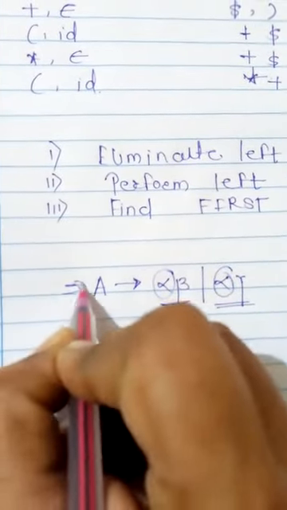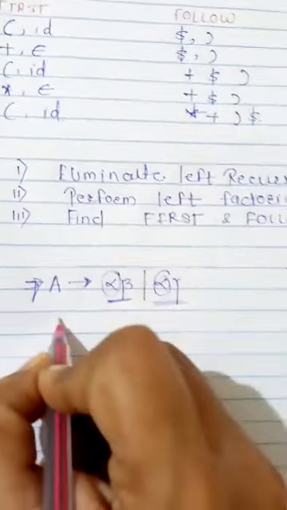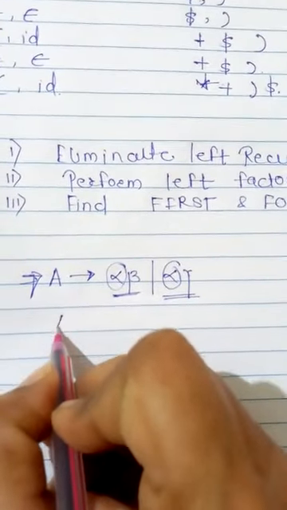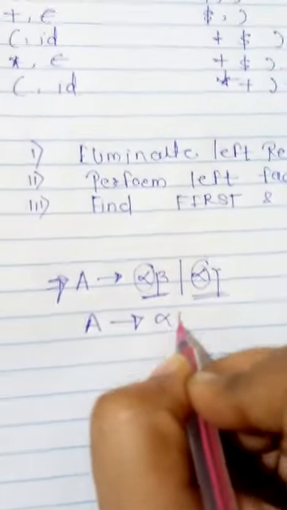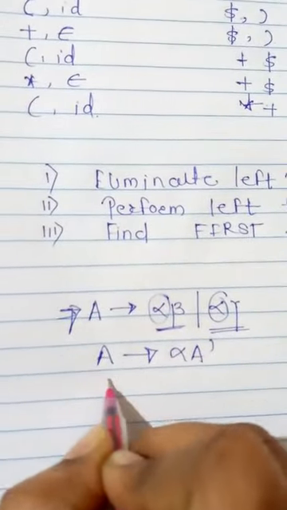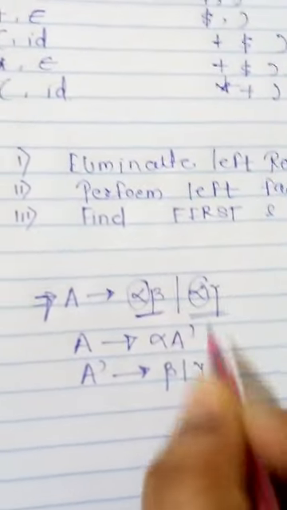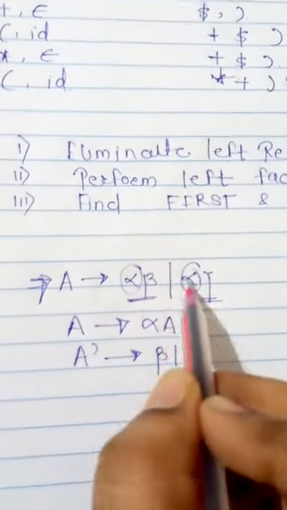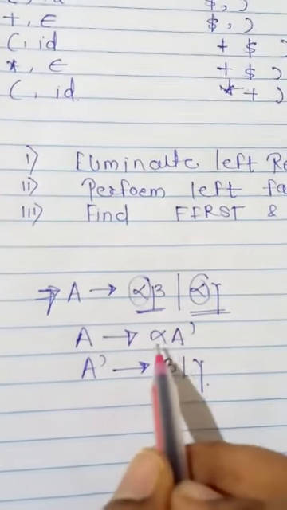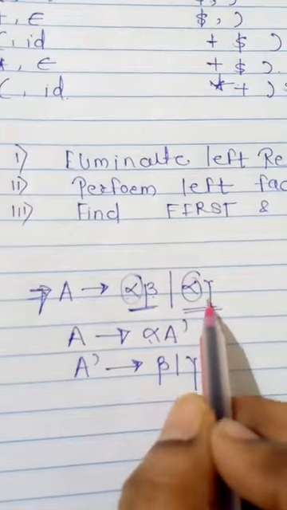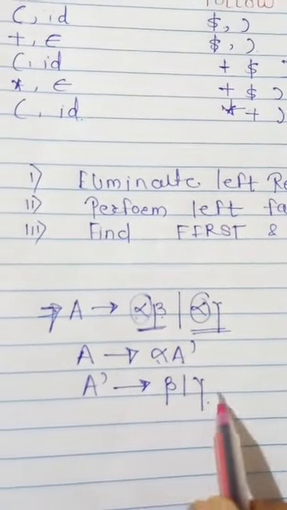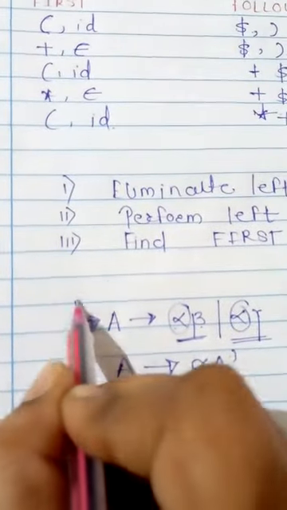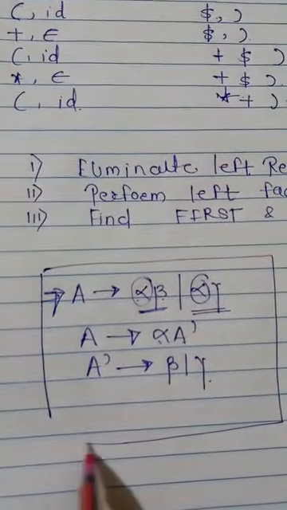Meaning instead of writing this production rule, after applying left factoring, you will write a new production rule in the form of A gives you alpha A dash, and then A dash will be equal to either beta or gamma. Meaning you keep alpha as it is common, you take it common. Instead of beta and gamma, you take A prime or A dash, and then this A dash will be equal to beta or gamma. So this is a method to perform the left factoring.